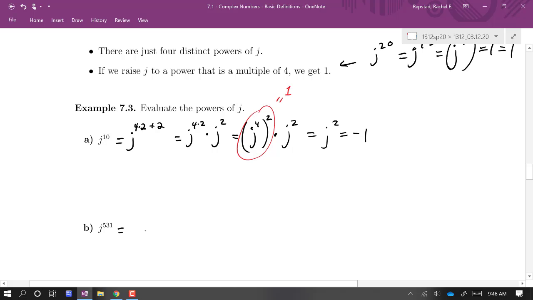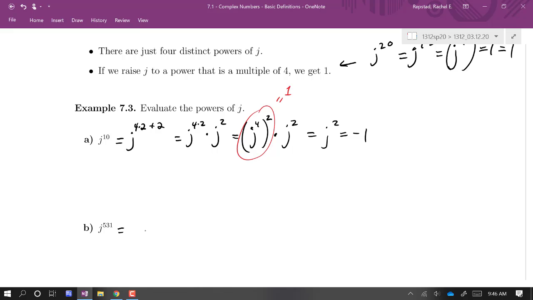The idea behind this is that the multiples of 4 don't matter, right? So we figured out how many times 4 went into it, and then we went ahead and used all of our rules of exponents and said, oh, that's equal to 1. But the upshot is I figure out how many times 4 goes into it. What's left over is the only thing that we're left with. So if I'm raising j to a power, all I need to know is, what's the remainder of that power when I divide it by 4?